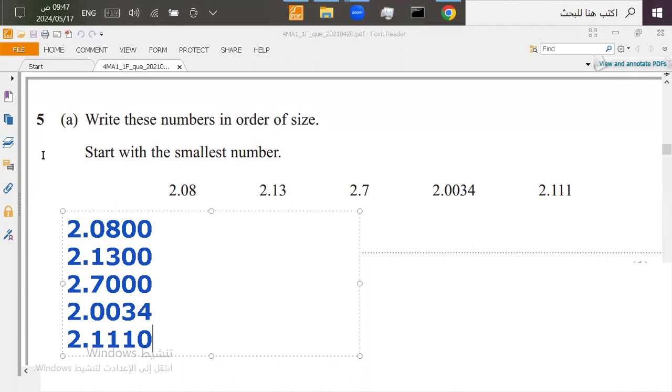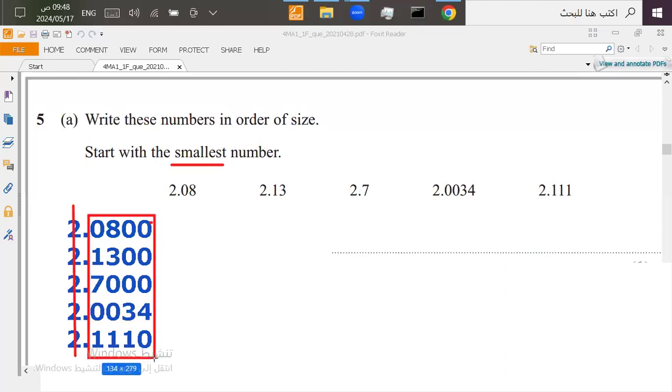Now, I'm going to remove this here, as I said, because all of them start with a 2, so I'm not going to count the 2 anymore. Now, I'm going to talk about these numbers here. I'm going to search for the smallest size, so we need the smallest one. So first, this one is a 0, 1, 7, 0, 1. Now, if I take a look at the numbers like this in total, I'll notice that I can read them together. This is 800, 1,300, 7,000, 34, 1,110.